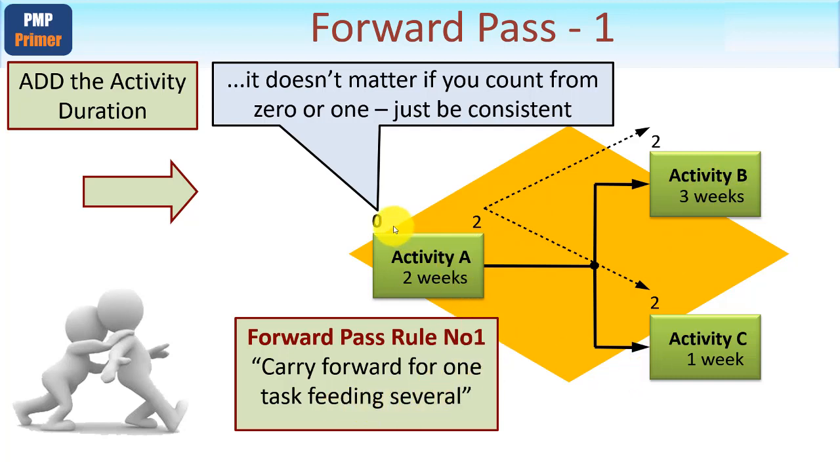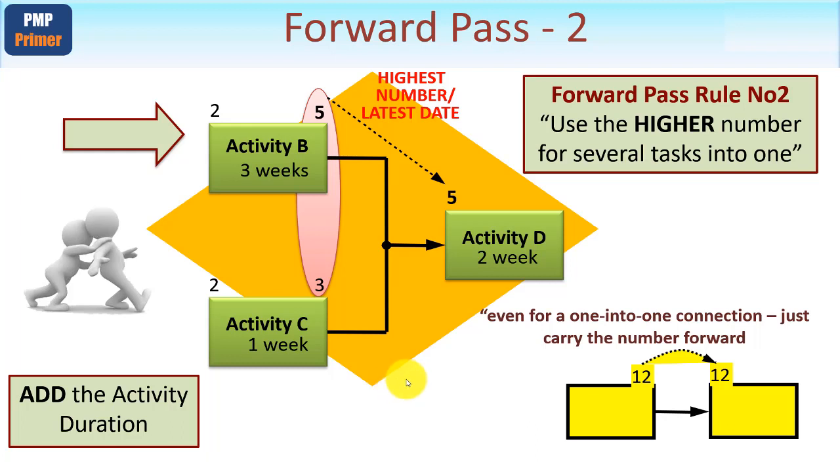So in the forward pass, we only use the top left and top right corners. Okay? We'll use the bottom ones coming backwards. So 0 plus 2 is 2. We take this 2 and we carry it forward. We simply put it top left and top left. That was easy, wasn't it? There's rule number 1. How about rule number 2, still going forward?